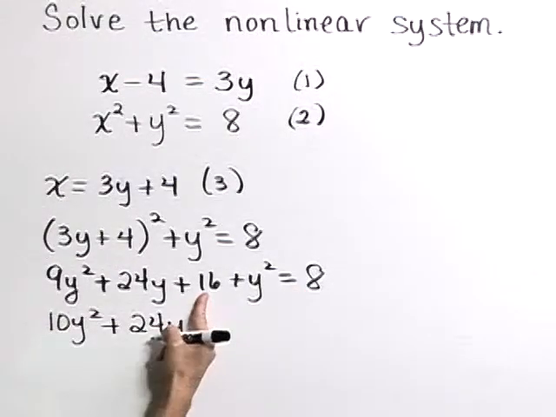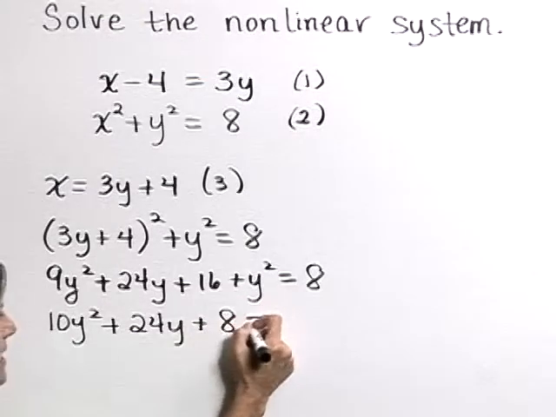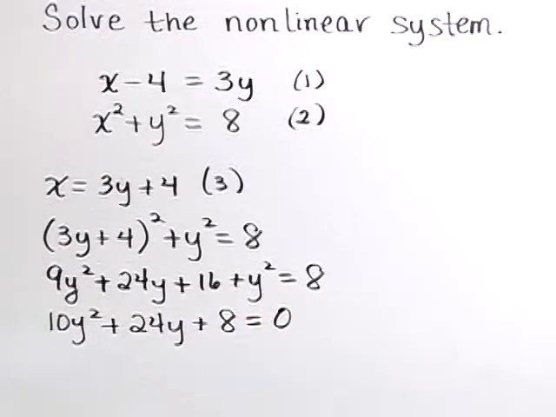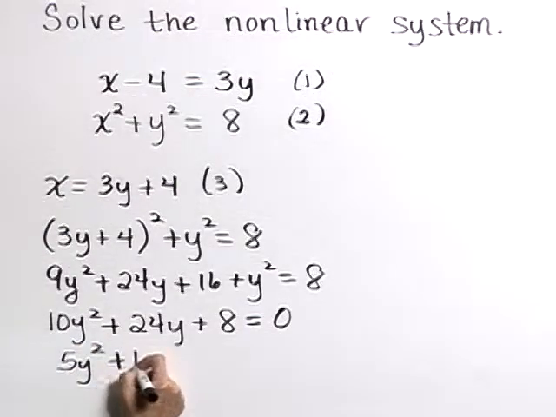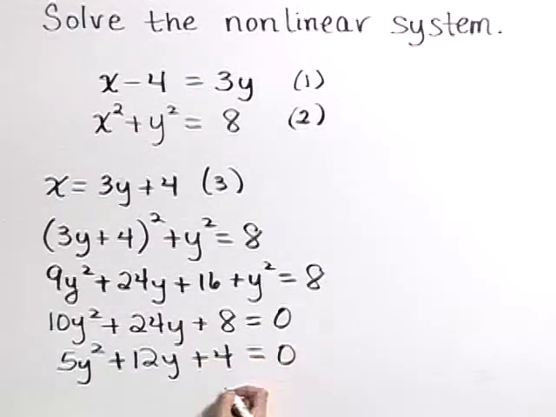Let's subtract that 8 from both sides. 16 minus 8 is 8. Now we have that set equal to 0. Now before I try to factor anything, I'm going to notice that 10, 24, and 8 have a common factor of 2. So I think I'll get rid of that by dividing both sides by 2 and writing this in a simpler form as 5y squared plus 12y plus 4 is equal to 0.